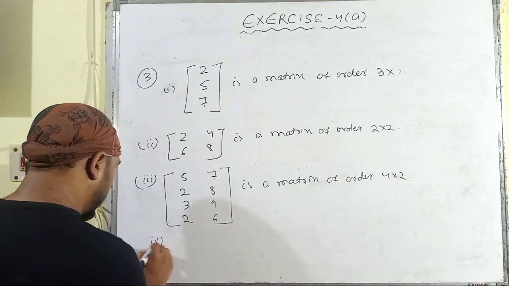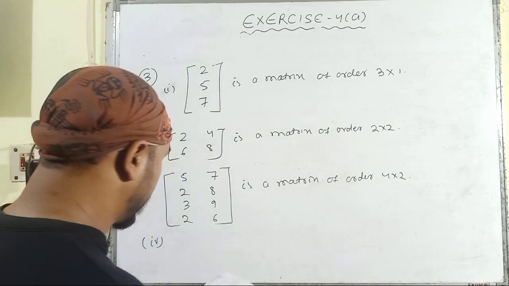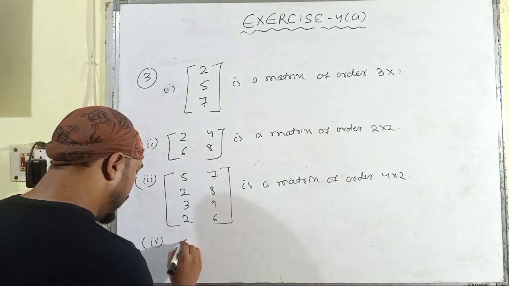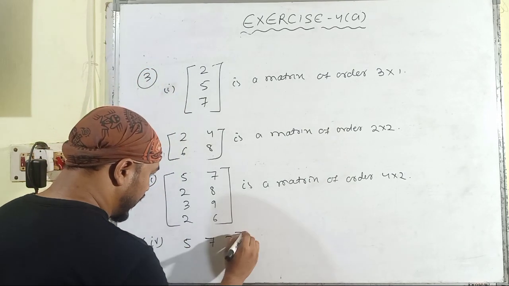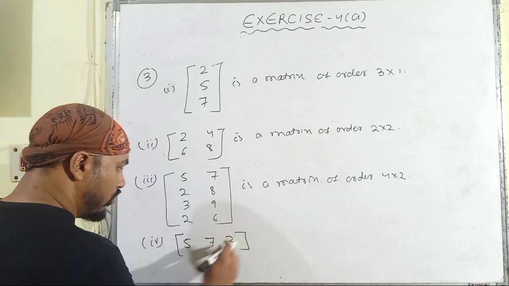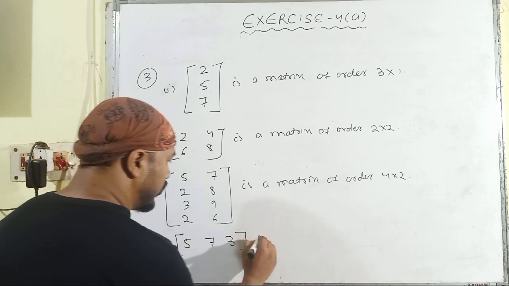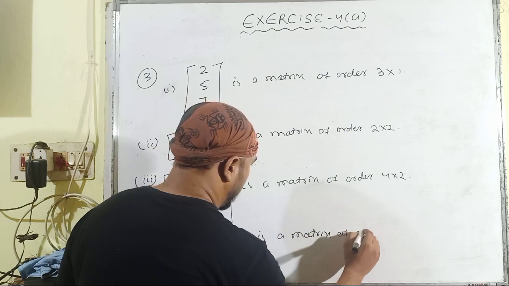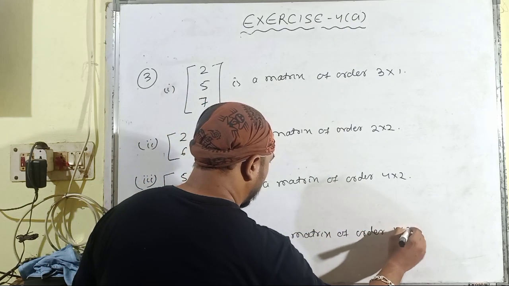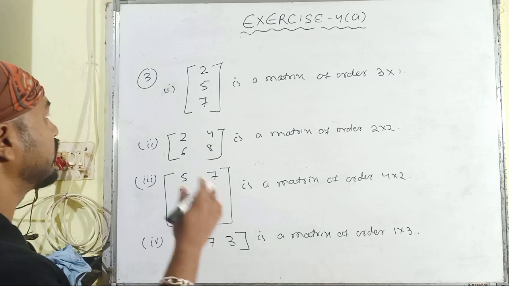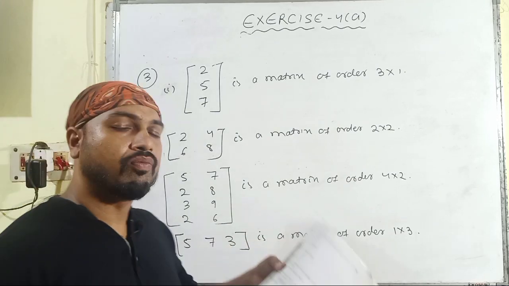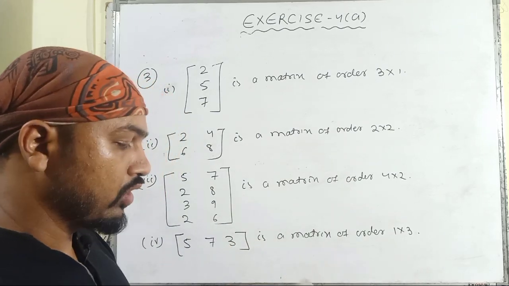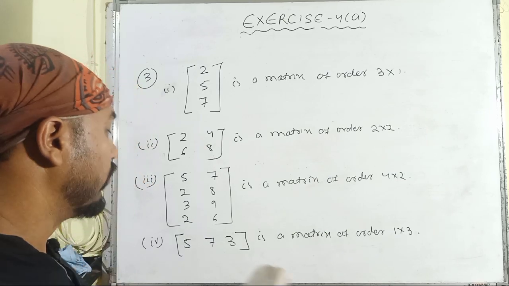Then the fourth one is here, 1 cross 3. 5, 7, 3. It contains 1 row and 3 columns. So it is a matrix of order 1 cross 3. And here is the solution of all the parts of number 3. Then moving towards number 4.